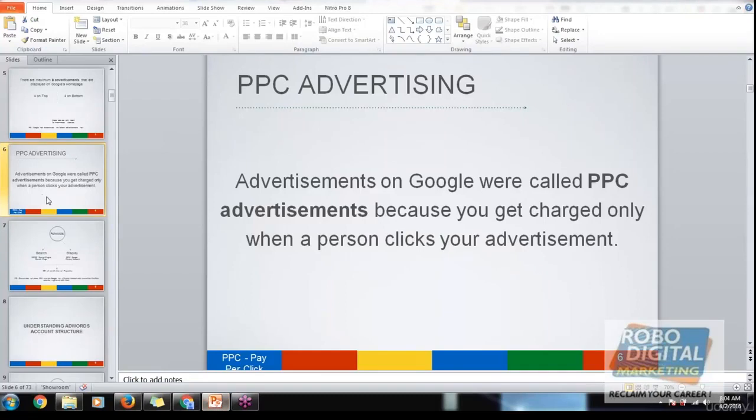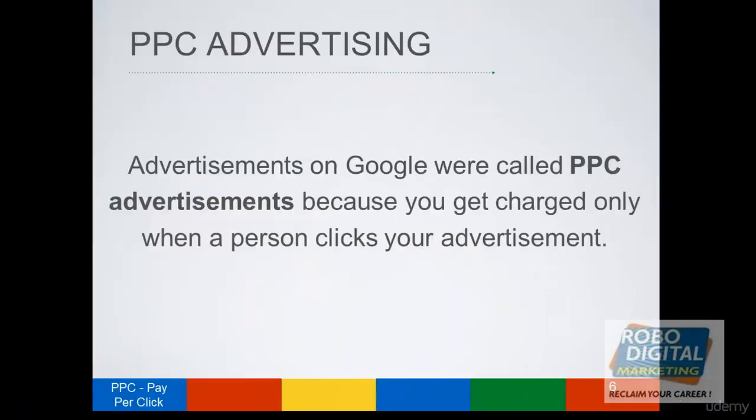So that reduces the chances that you are losing money for showing ads. And it improves the chances that when the money is deducted from your account, you will surely be getting a visitor to your website. Earlier this was not the case. Earlier when Yahoo was there, Yahoo generally charged for CPM, that is cost per 1,000 impressions. You were charged according to the impressions. If your ad is shown, you will be charged.